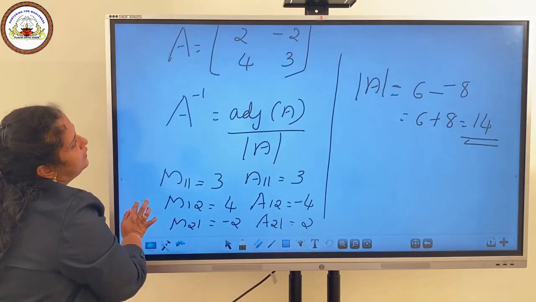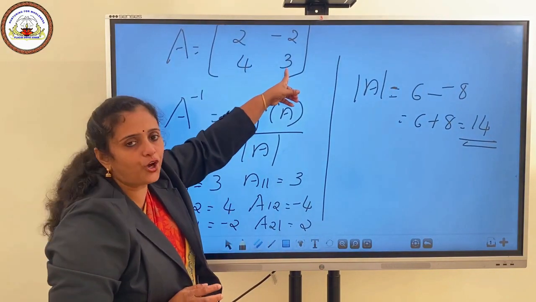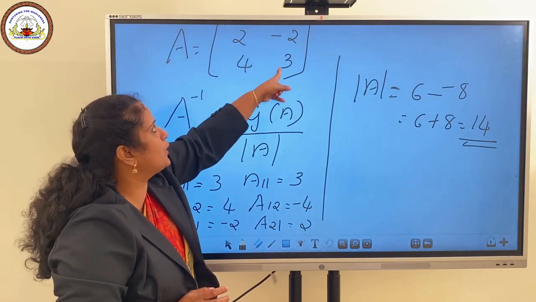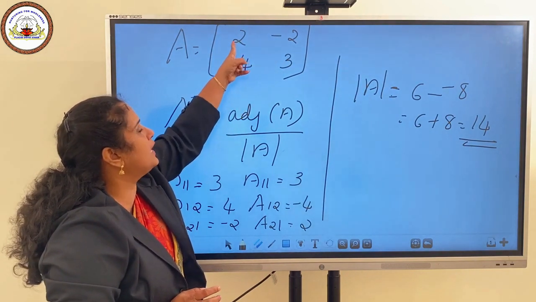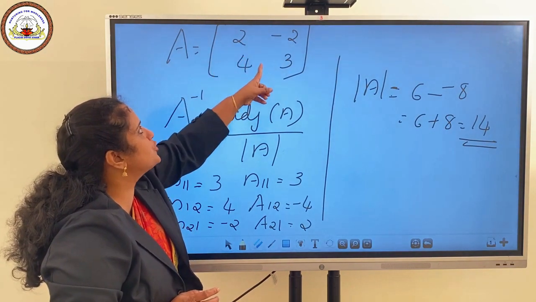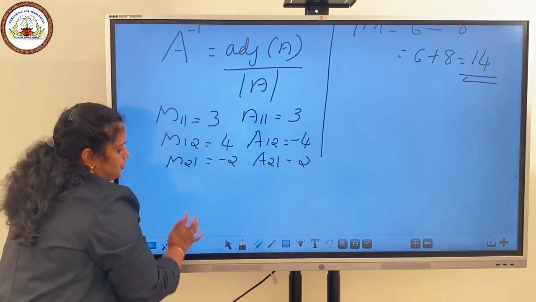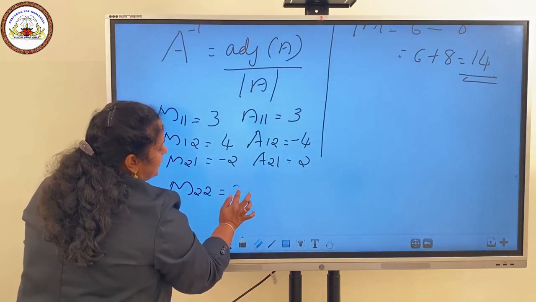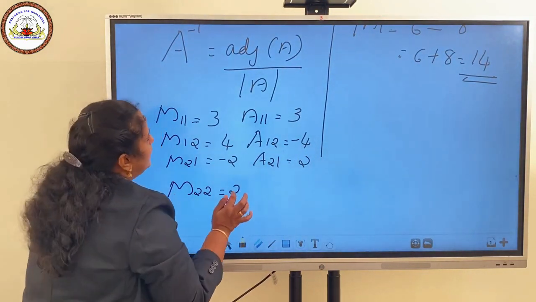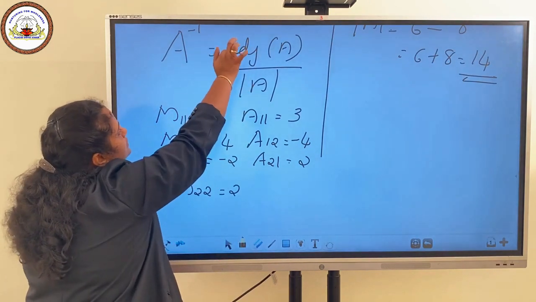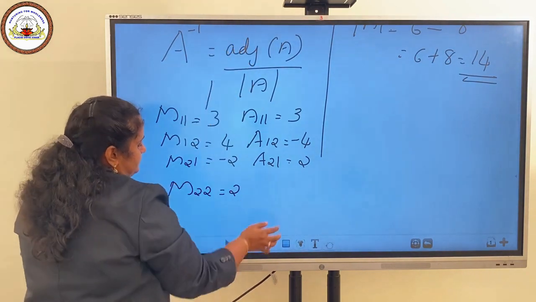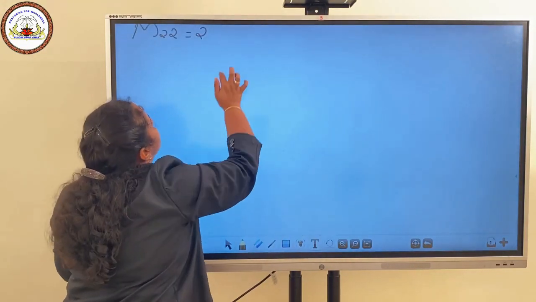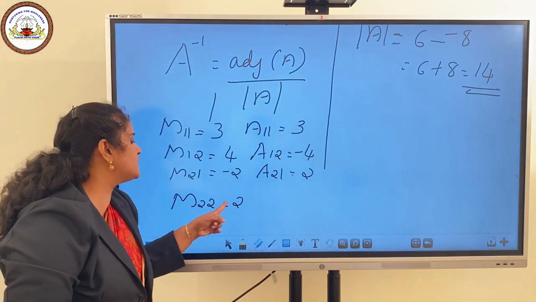Then we can find one more. We find the minor of the second row, second element. The corresponding row and column you should eliminate. The remaining element is 2. That is, M22 is equal to 2. That element is also positive. See, listen, the second row is positive, negative. Okay, the minor M22 is equal to 2.